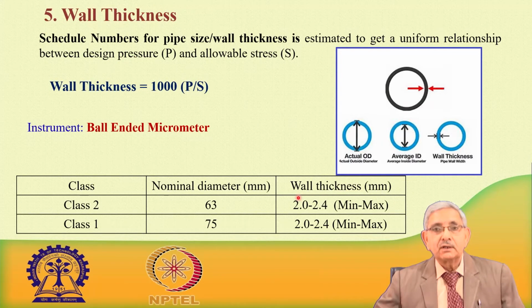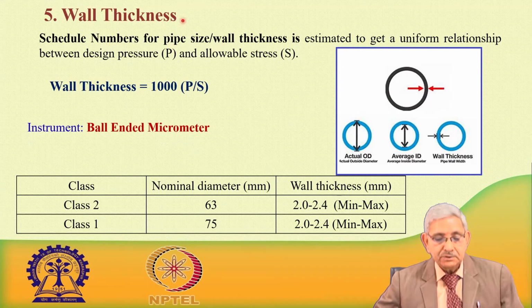Wall thickness. As per this, the schedule numbers for the pipe size or wall thickness are estimated to get a uniform relationship between the design pressure and allowable stress. So, wall thickness is given by 1000 multiplied by the ratio of the design pressure divided by the allowable stress. This ratio multiplied by 1000 gives the wall thickness.